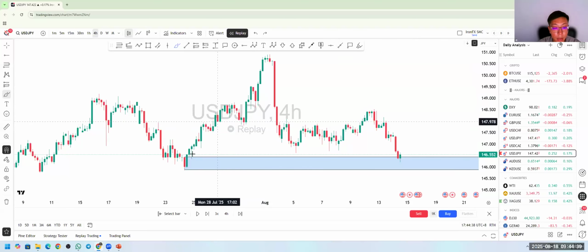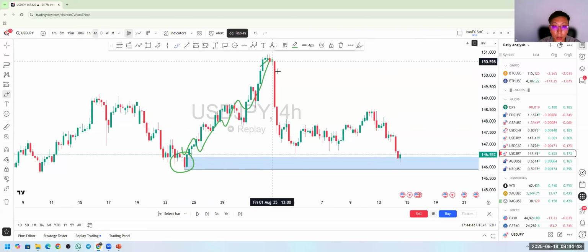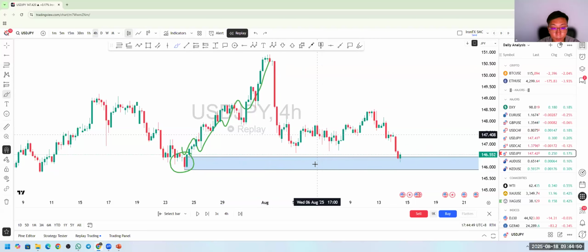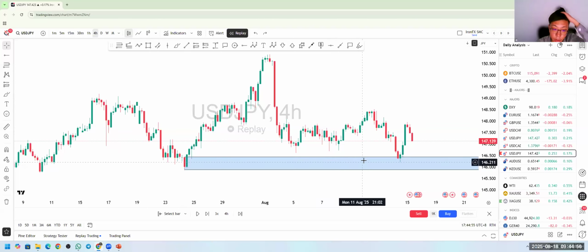So this is the starting point where price actually had a bullish momentum. So of course, this is our level for buys. Let's see how this plays out. Yeah, you can see how price actually reacted.